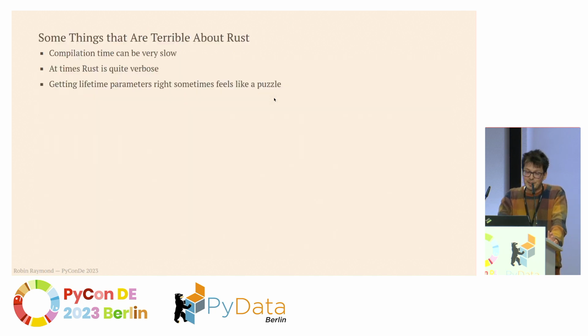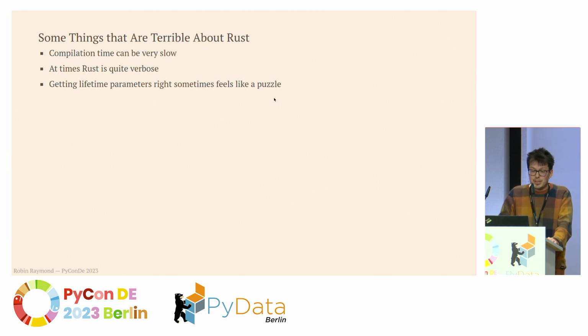That being said, this is a Python conference, so let's also talk about some things that are terrible about Rust, and they definitely are. It's a compiled language, but not only is it compiled, it's also really slow at times. There's been a lot of work on this, and hot reloading is getting better, but you will still be waiting a lot for your code to compile.